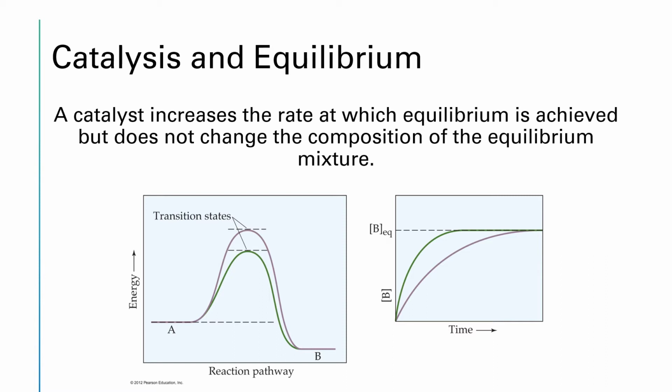So if you look in the second graph at time on the horizontal axis and the concentration of B on the vertical axis, you'll see that for our uncatalyzed reaction, which is the one in purple, versus our catalyzed reaction, which is the one in green, they both arrive at the same equilibrium value for the concentration of B, which is our product. It's just that the green one gets there faster. The catalyzed one will go faster, but it will arrive at the exact same equilibrium position as the uncatalyzed reaction.